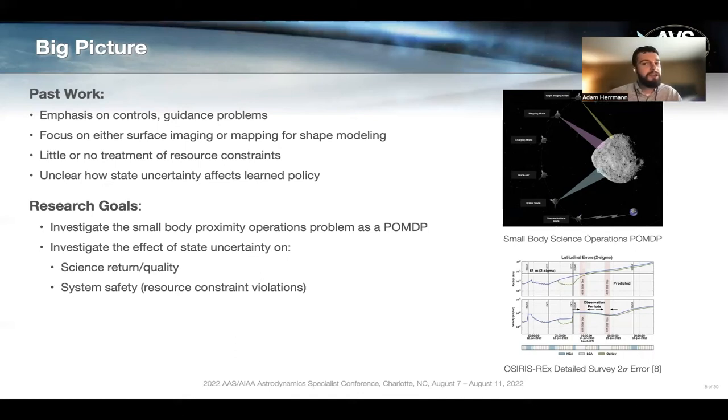So really the literature mostly focuses on RL for controls and guidance problems, typically for some objective function that includes surface imaging or mapping for shape modeling. There's little or no treatment of resource constraints. You might have some treatment of it, but power is one example that's almost always left out.